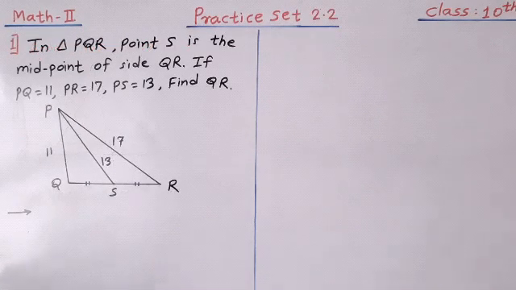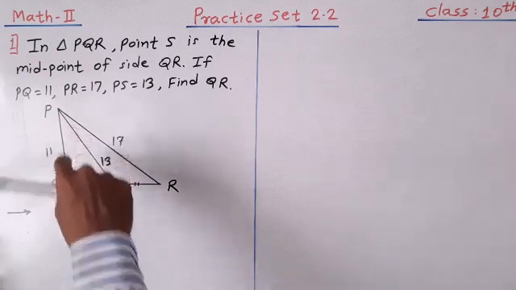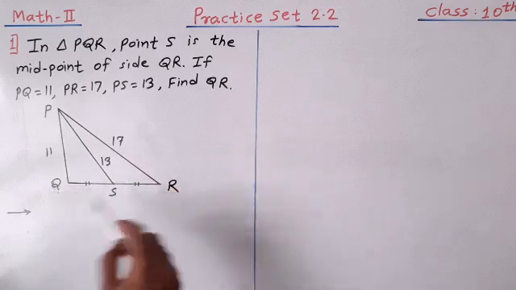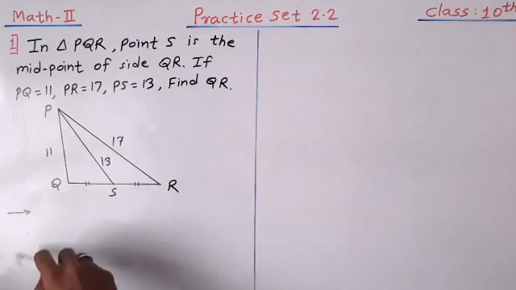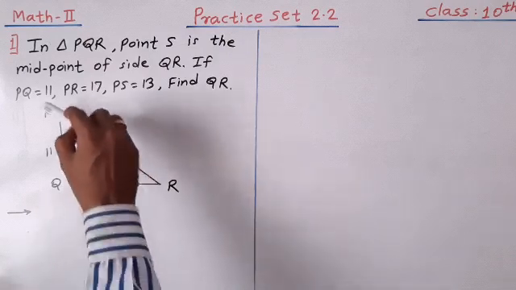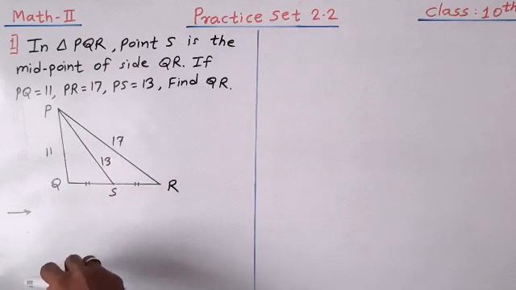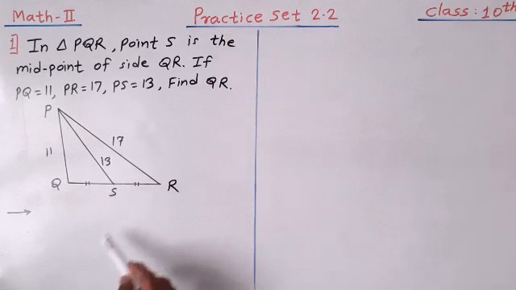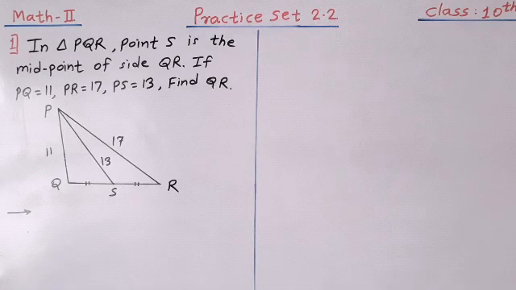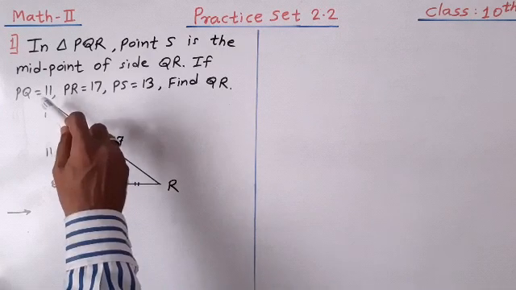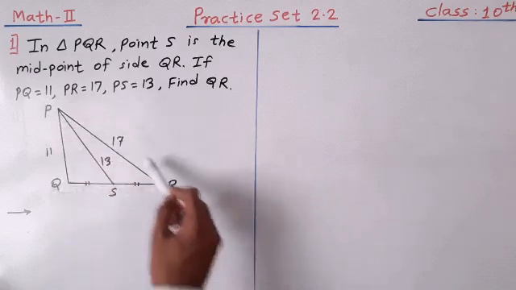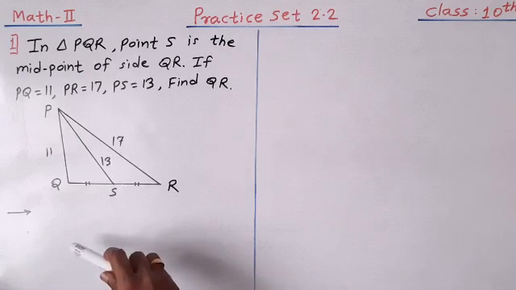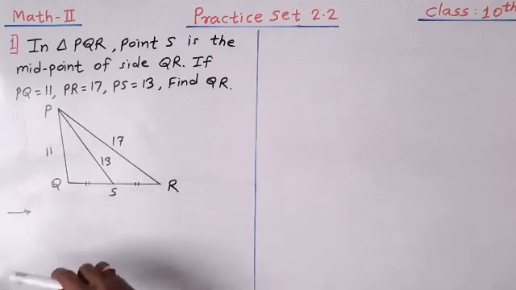Okay, now we are going to start practice set 2.2. Question number 1. In triangle PQR, point S is the midpoint of side QR. If PQ is equal to 11, PR is equal to 17, PS is equal to 13, find QR. See dear students, I told you that whenever you see the figure in which one segment is the median of a triangle, then you can apply Apollonius theorem directly. So this example is based on Apollonius theorem.